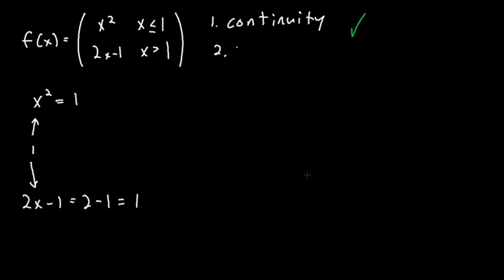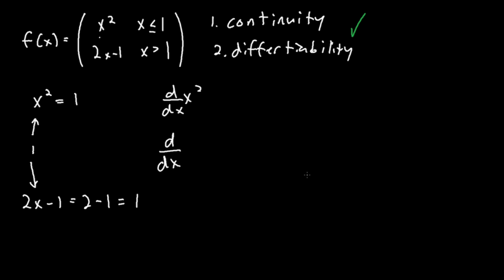All right, let's test for differentiability now. This is where it gets a little difficult, but all you need to do is find the derivative of both functions residing in the cross between the two functions. At x equals 1 is the place where both of these functions change, and just find the derivative.